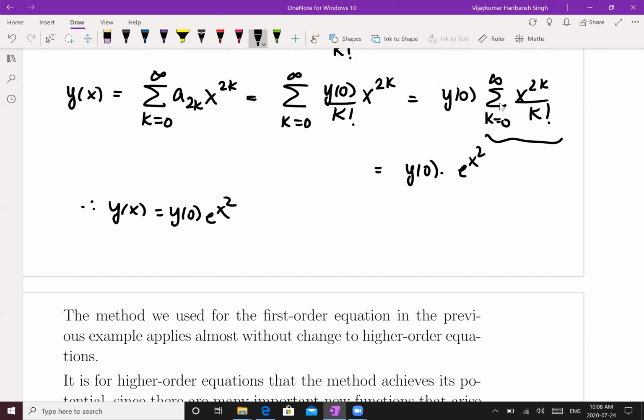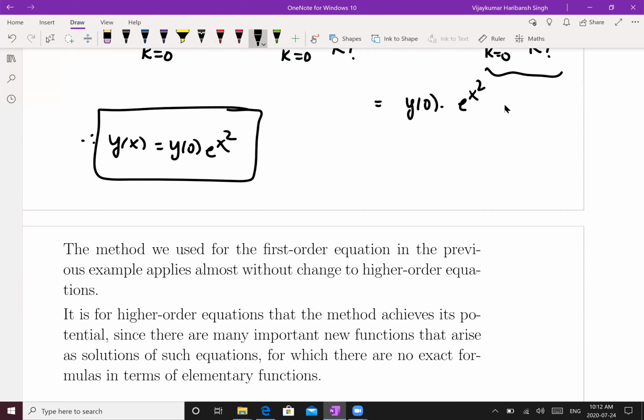And this solution and the direct solution are in agreement, right? So this is how we go about using power series to find the solution. The above method can be extended without changes to higher order differential equations as well.